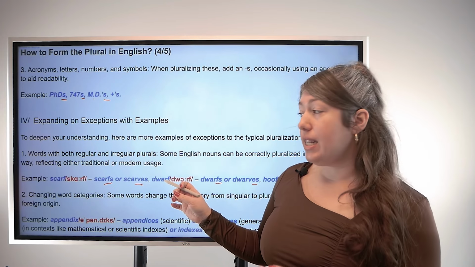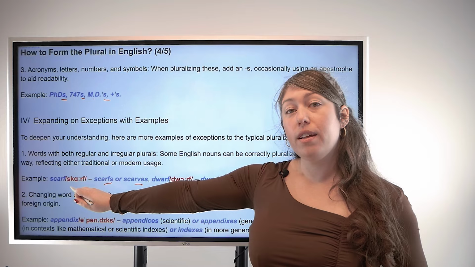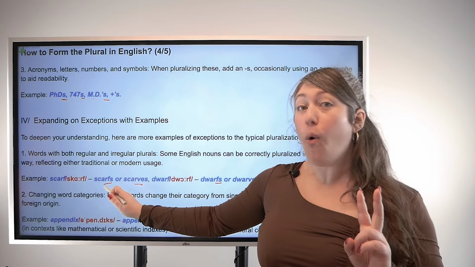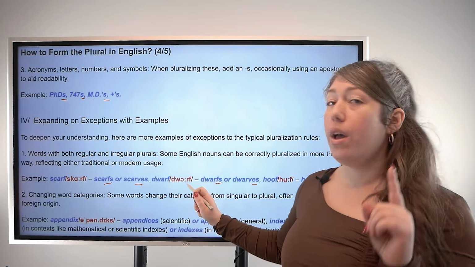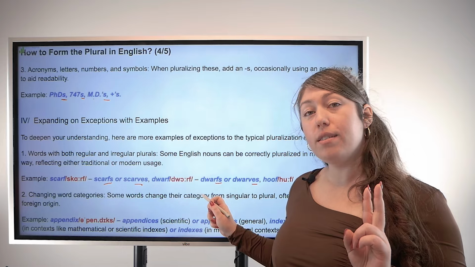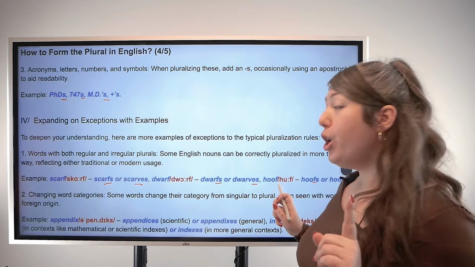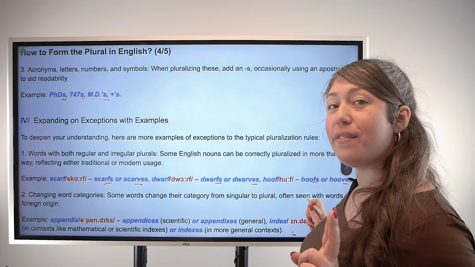So let's practice pronunciation. Scarf. One scarf, two scarfs, or two scarves. One dwarf, two dwarfs, or two dwarves. One hoof, two hoofs, or two hooves.